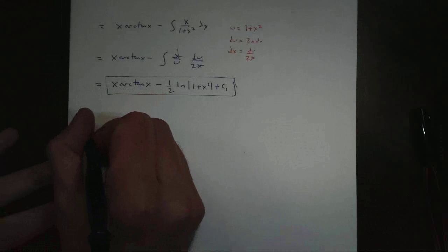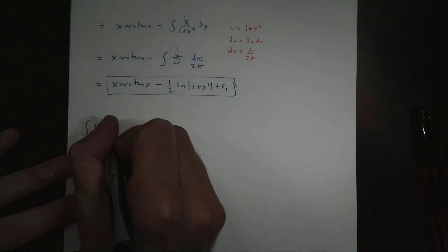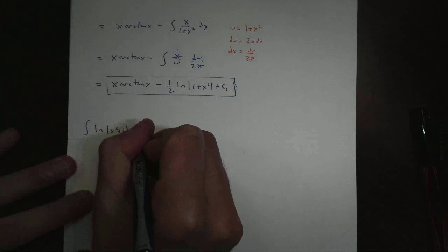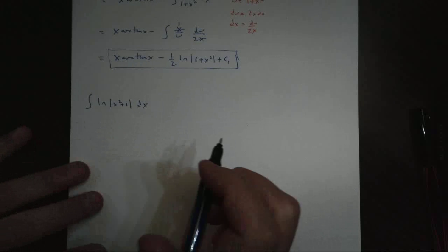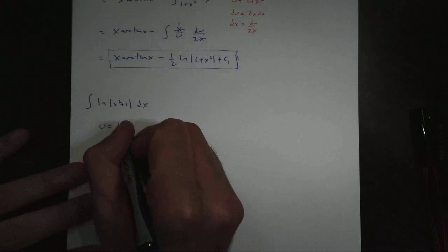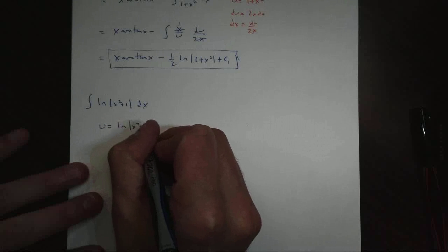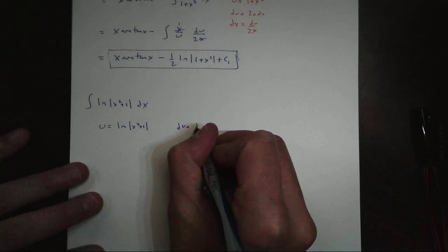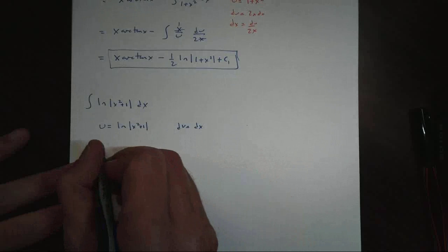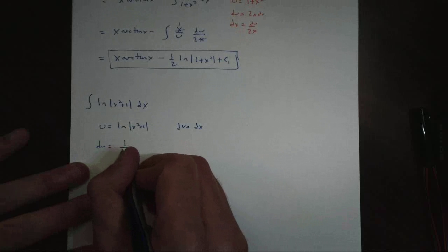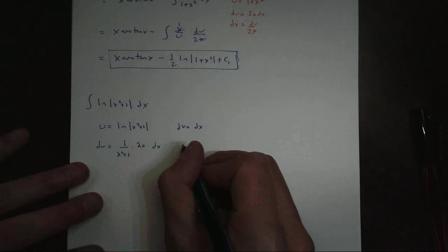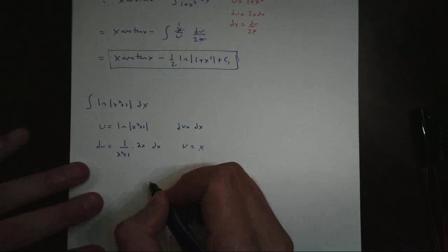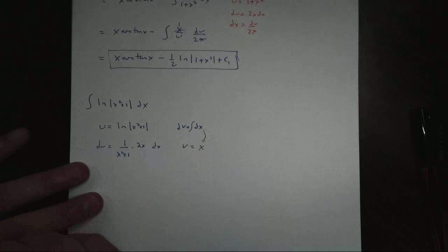Okay, let's take a look at another natural log one. What if we want to try this one? Well, again, it's the same idea. We don't know natural log's antiderivative, so that's going to be our u. The only way you can do natural log is by integration by parts. Our dv is just going to be dx again. So du, take the derivative, we get 1 over x squared plus 1 times 2x dx. Our v, taking the antiderivative, we just get x.